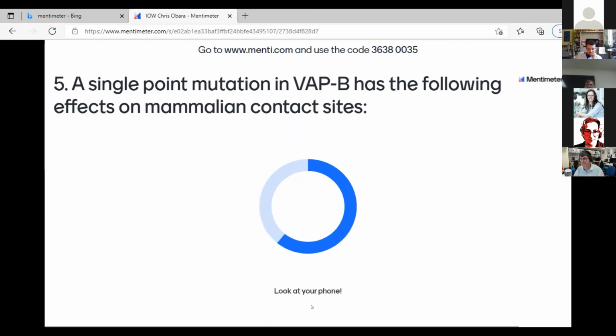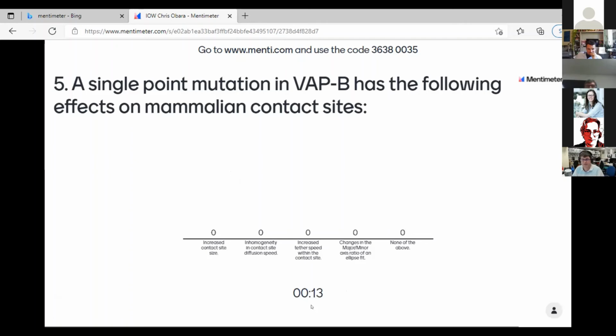A single point mutation in VAPB has the following effects on mammalian contact sites: increased contact site size, increased contact site diffusion speed, increased tether speed, changes in the main axis ratio, or none of the above.